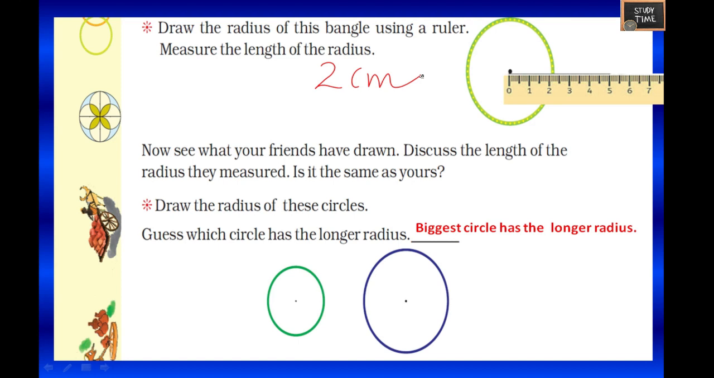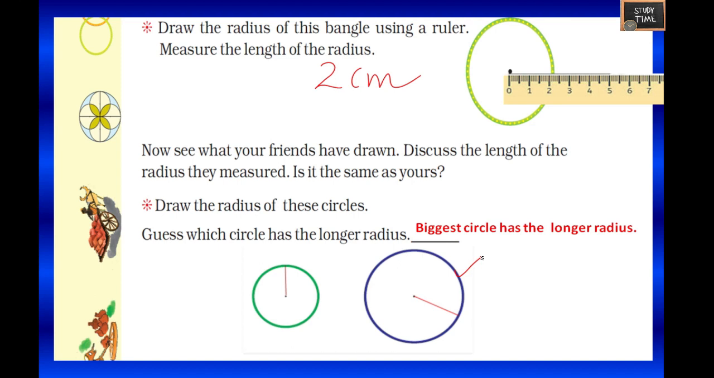Draw the radius of these circles. Guess which circle has the longer radius. Obviously, the bigger circle has the longer radius. How to draw the radius for these circles? What you have to do is draw a line from the center point O to the circumference to make the radius for these circles.